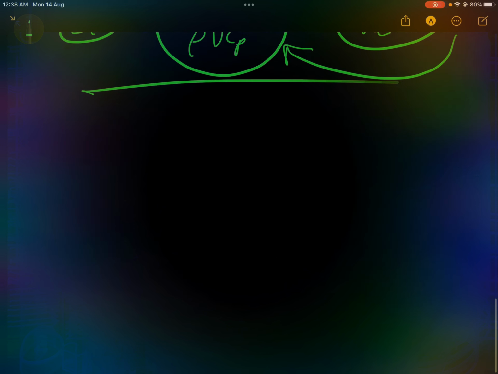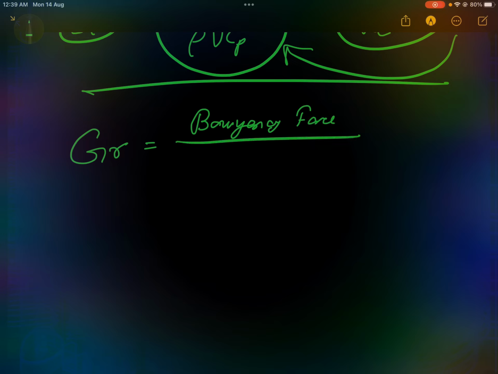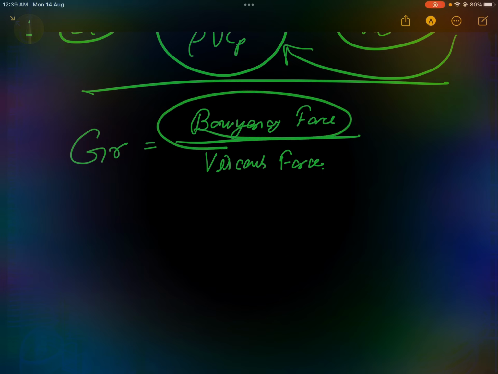The next interesting number is also somewhat related to the other numbers. The next number is the Grashof number. The Grashof number we usually study in the case of free convection in heat transfer. It is basically the ratio of the buoyancy force to the viscous force. So it shows how much the buoyancy force is dominating with respect to the viscous force.